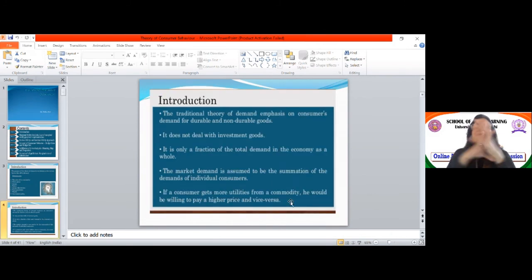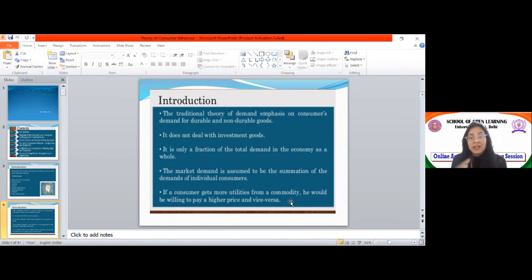So to start with, the traditional theory of demand emphasizes consumers' demand for durable and non-durable goods. Traditional theory does not deal with investment goods. We are just talking about durable or non-durable goods, not investment goods. So it is only a fraction of the total demand in the economy as a whole. The market demand is assumed to be the summation of the demand of the individual customers: whatever one person is demanding, what another person is demanding, and so on for n persons, and then we sum the demand of the market.